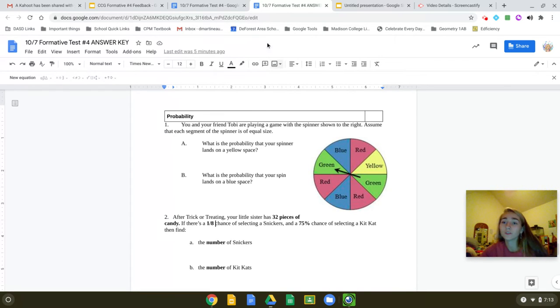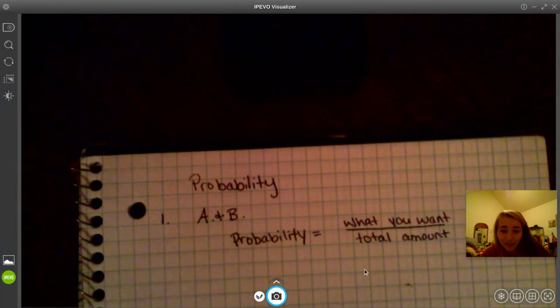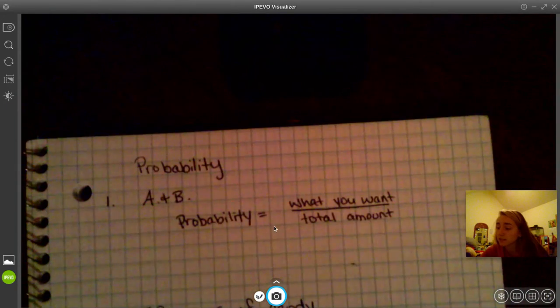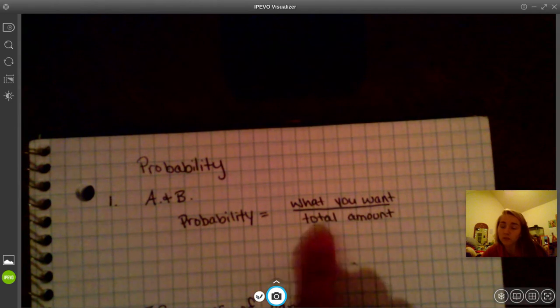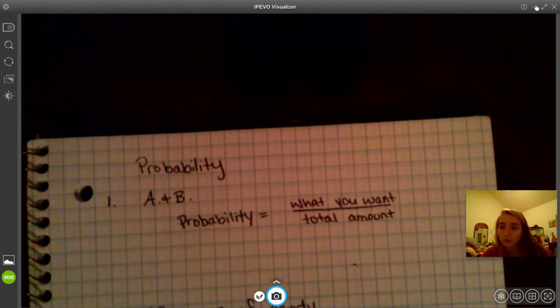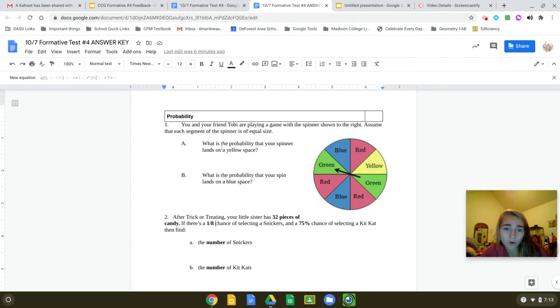Well, the way to find the probability of anything is to find the number of what you want over the total amount of what I have. So with that in mind, if I want to know the probability of it landing on a yellow space, I have to think of how many are there total and how many yellow pieces are there. So there's one yellow piece out of, let's see, 8. So it's a 1/8 probability.